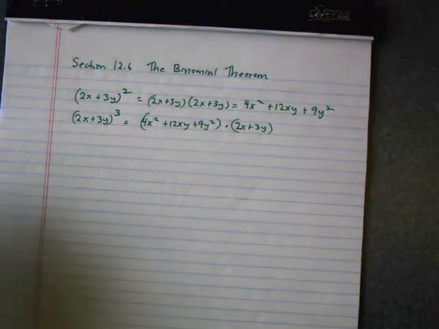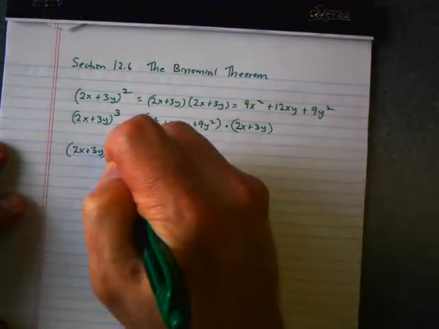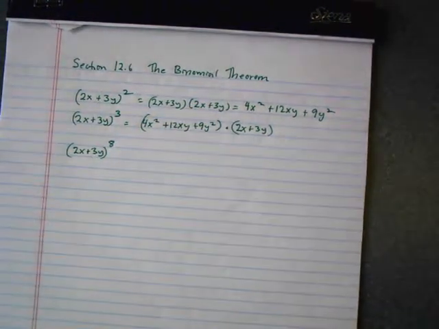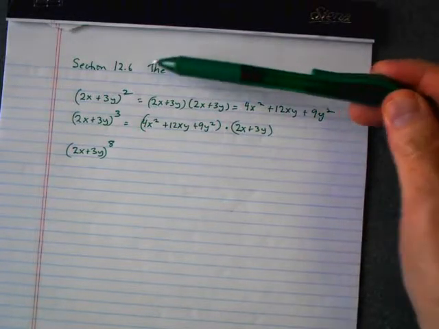Oh, the heck with the fourth. What if I asked you to take 2x plus 3y to the 8th? You'd say no. Okay, why not? What do you mean it's a lot of math? And I'm guessing there's an easier way, and the easier way is called the binomial theorem.